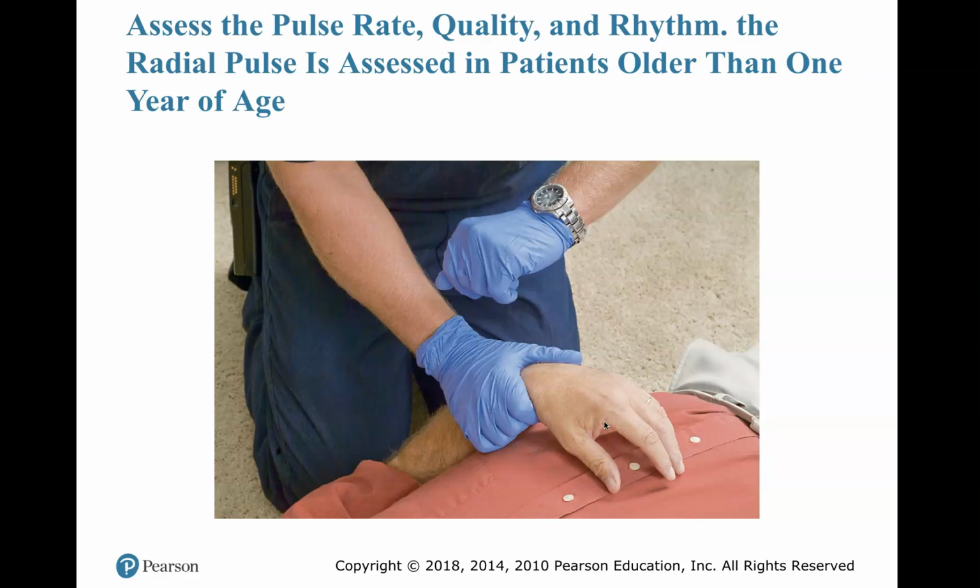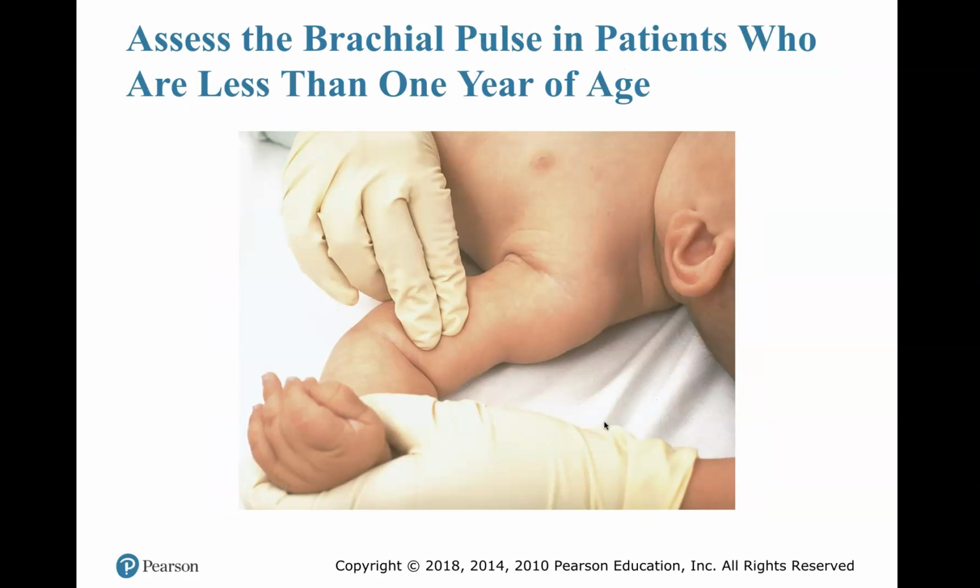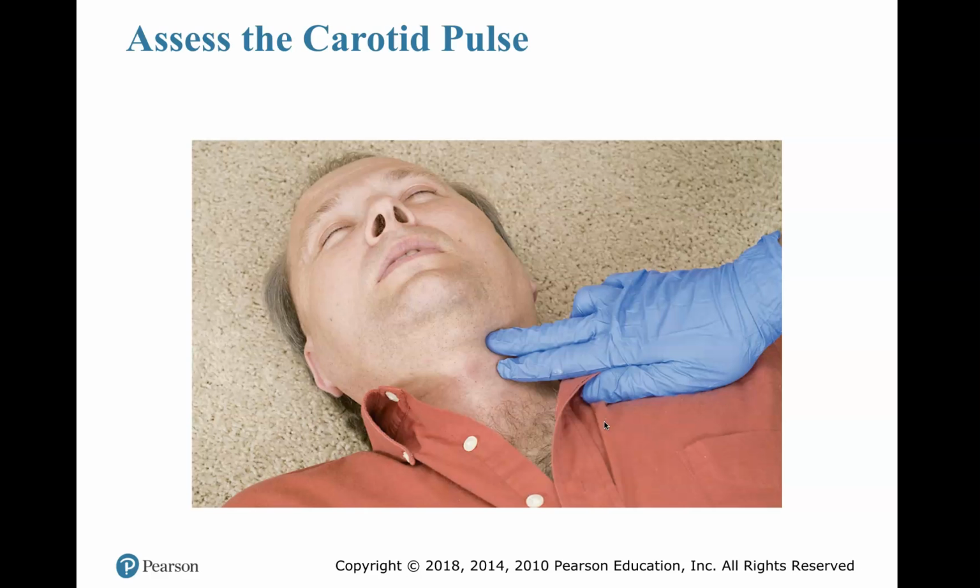Assess the pulse rate, quality, and rhythm. The radial pulse is assessed in patients older than 1 year of age. And there you go. You will have to time yourself. You're checking a manual radial pulse while you're counting. There you go, checking the pulse in an infant, less than a year old, the brachial pulse. Assess the carotid. We're going to put our 2 fingers on the trachea and move over 1 inch towards us, whatever side of the body we're on. Move over 1 inch and depress into the neck. We should feel that carotid pulse.